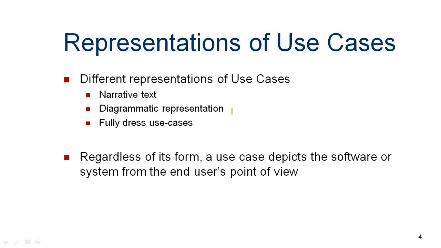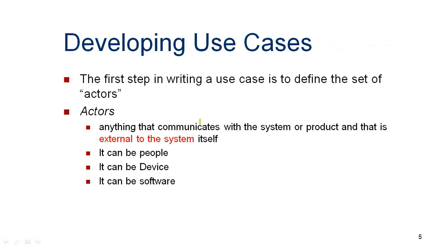In software engineering, we have different kinds of representations for use cases. We can define these use cases in narrative text, as you can see in the first point. Next, we can define these use cases in diagrammatic form. We can also define these use cases in fully dressed use case format. So these are different kinds of representations that software engineering offers to represent use cases. Whatever the form of use cases, it is very important to look into the user requirement from their point of view.